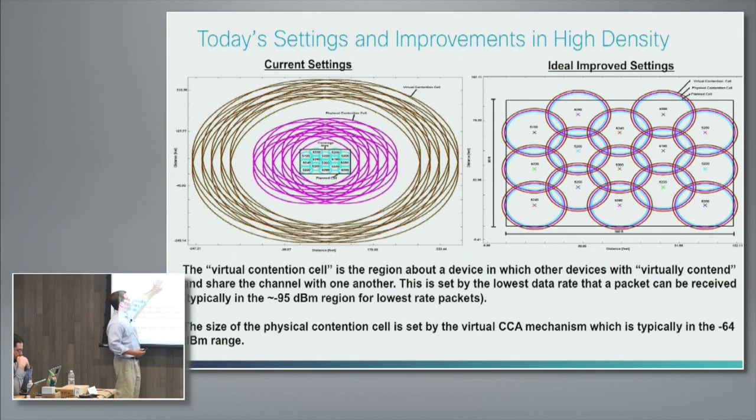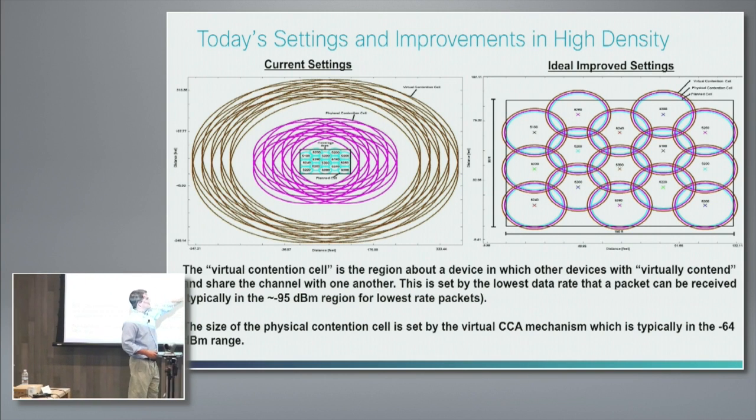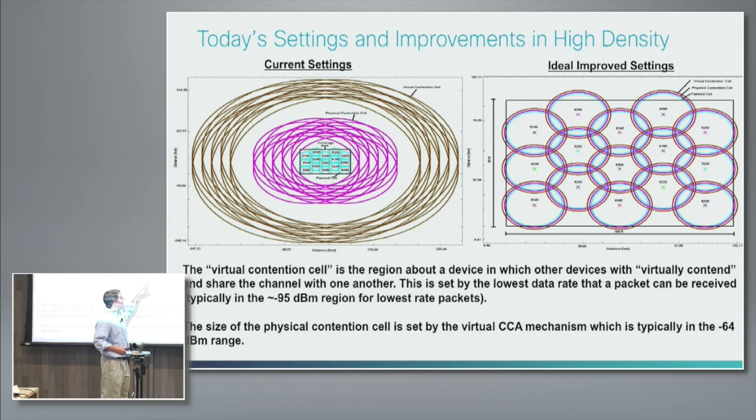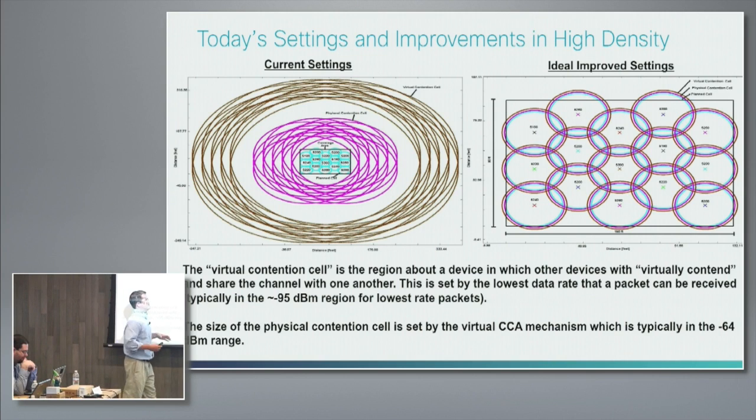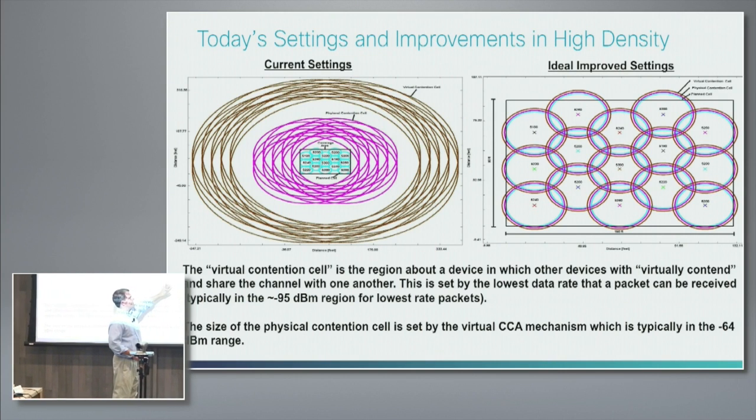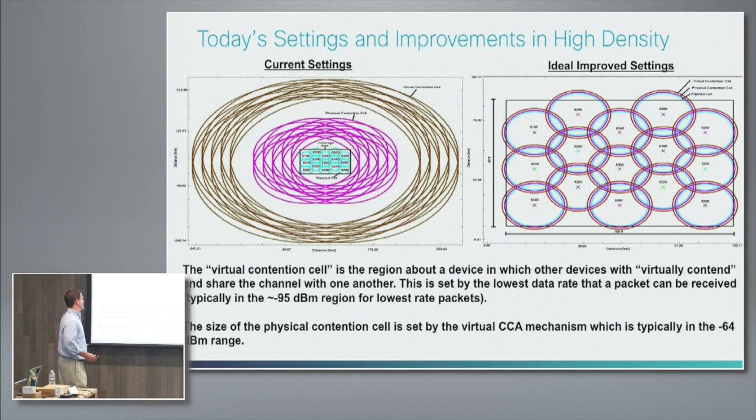The physical contention cell, which is set by -64, is a similar thing. It happens when you shrink the coverage plan size. This is an ideal, simulation-based situation. What we're trying to do is make these large, obese cells shrink down to something more manageable, dedicated to their own cell and not sharing a co-channel cell a few cluster spaces over. And this is kind of real: this is how big it is, pretty much the sensitivity of your radio.